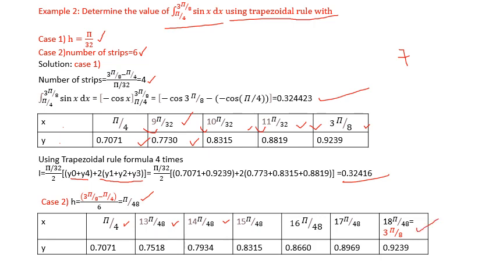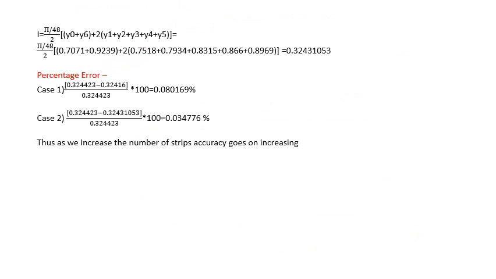So at every point we need to evaluate the function: sine pi by 4 is 0.7071, sine 13 pi by 48 is 0.7518, sine of 14 pi by 48 is 0.7934. Likewise, you need to evaluate it at all 7 points, so you will get 6 steps. And if you put in the values, this is the formula for the trapezoidal rule. You will get this answer.